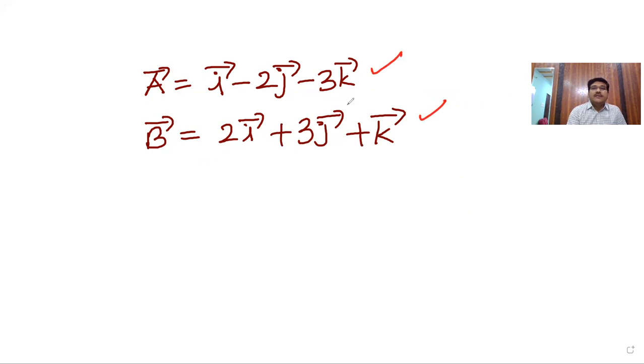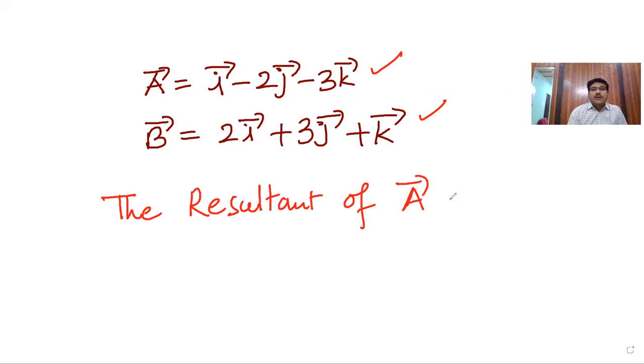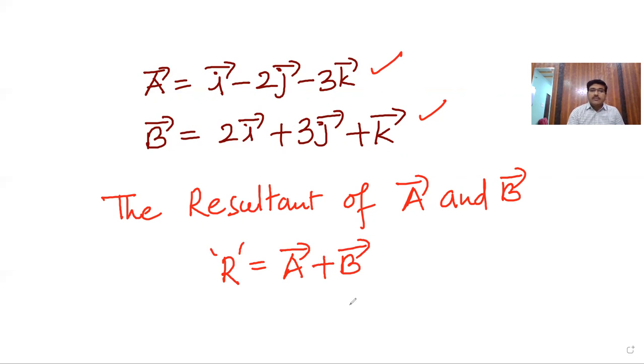The resultant of A bar and B bar is nothing but, here I am writing resultant R, which is A bar plus B bar. Clear? Add those two things.